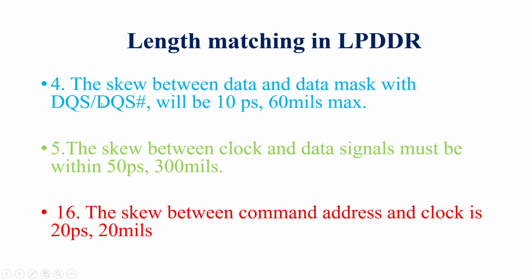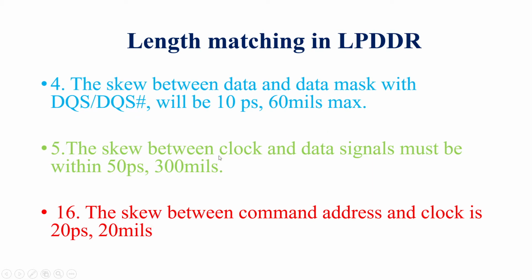The fourth rule is the skew between data and data mask with the DQS and DQS bar will be 10 picoseconds. 60 mils maximum tolerance is acceptable between them and DQS and DQS bar.